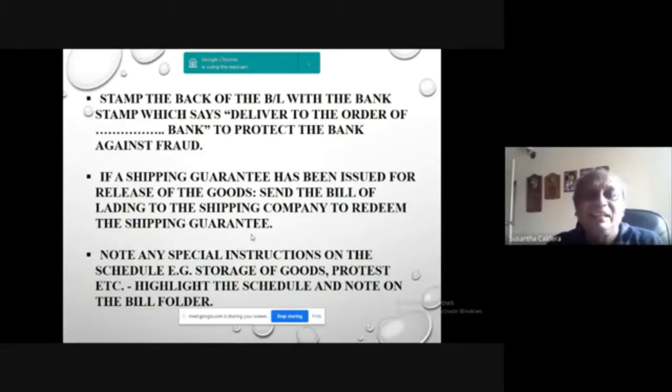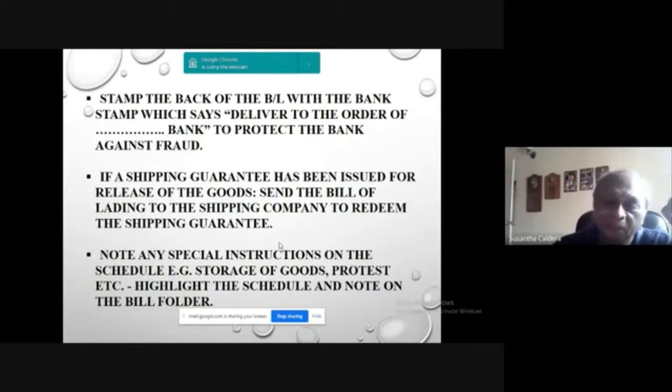Right? If a shipping guarantee has been issued for release of the goods, send the bill of lading to the shipping company to redeem the shipping guarantee. If we have already issued a shipping guarantee on the bill, then we'll have to send one original BL to the shipping company to redeem the shipping guarantee. Right? Note any special instructions on the schedule, for example, storage of goods, protest, etc. Highlight the schedule and note on the bill folder.